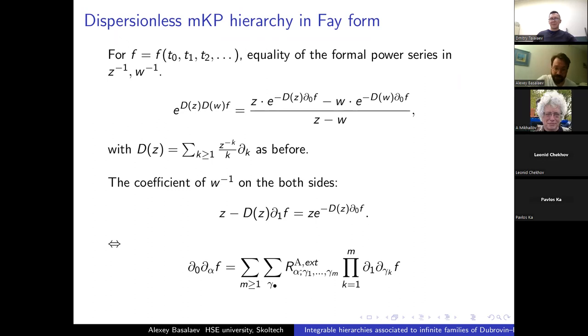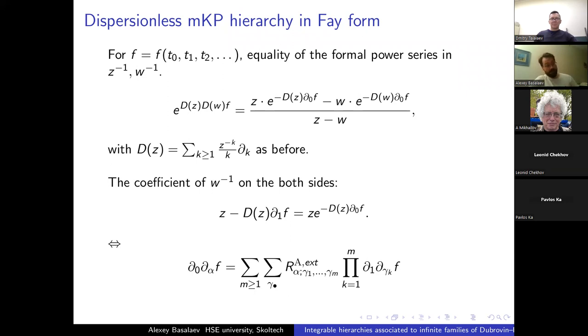Okay, may I ask a short question? Thank you for your talk. Unfortunately, maybe you addressed it in the first part, but what about dispersionful hierarchies regarding this approach?